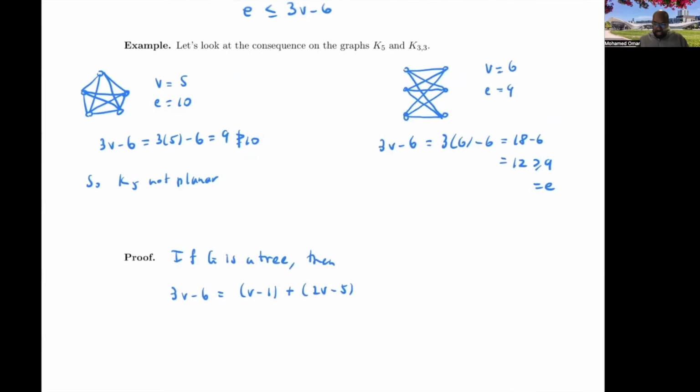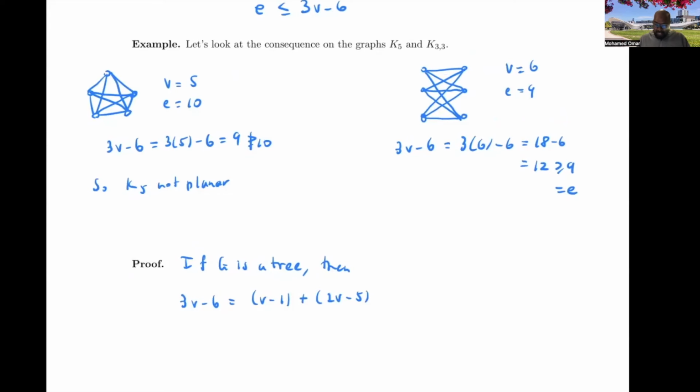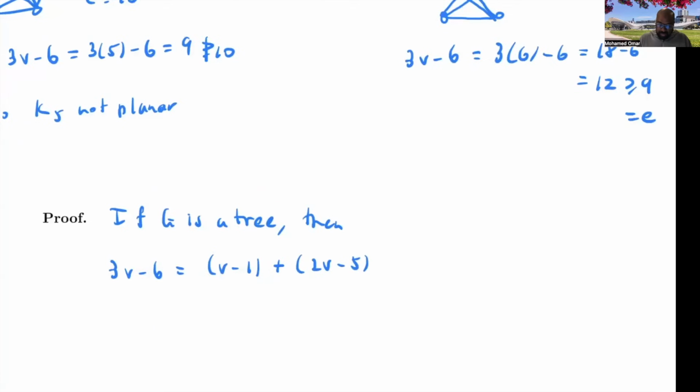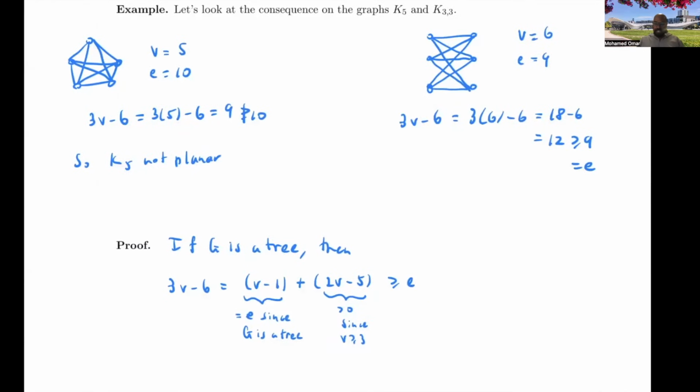Now, since G is a tree on V vertices, it has V minus 1 edges, right? So this actually is E, since G is a tree. And here we have at least 3 vertices, so this is actually greater than 0, since V is at least 3. So putting this together, we have this is at least E, right? It's exactly E plus whatever this leftover is.